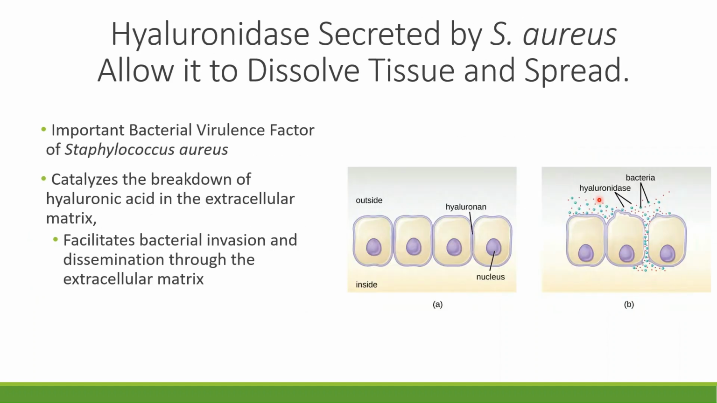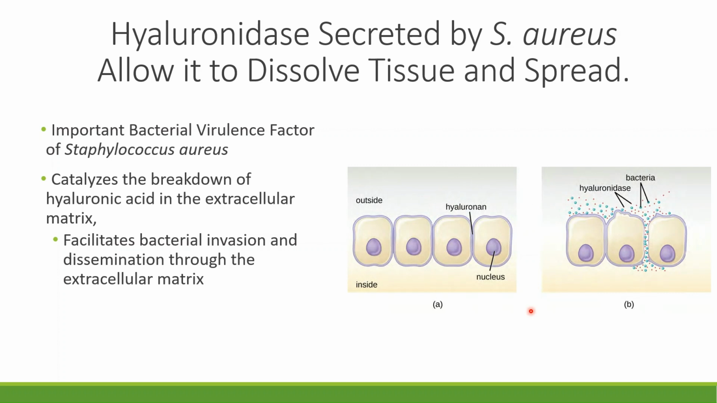And another common enzyme is that of hyaluronidase. This is secreted by Staphylococcus aureus. Hyaluronic acid, also known as hyaluronin, shown here in this image, is a naturally occurring component of the extracellular matrix of connective tissues and skin and cartilage and the synovial fluid. And this provides structural support and lubrication and hydration in those tissues.